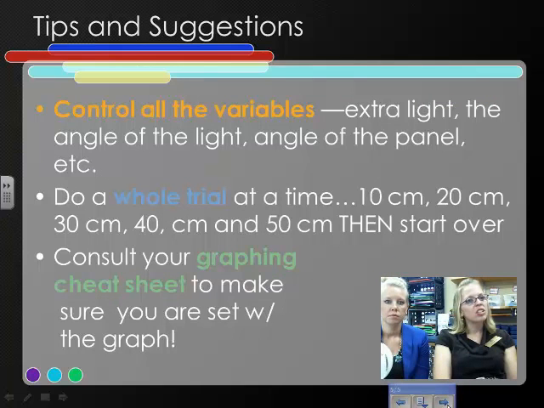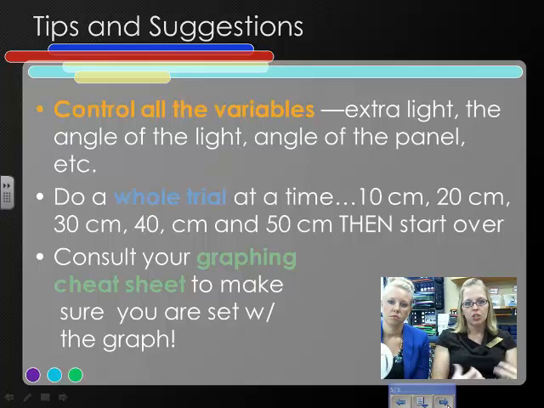Okay, tips and suggestions. Control all your variables: extra lighting, the angle of your light, and the angle of the panel. Try to make those consistent. Do a whole trial at a time. So do one trial at 10 centimeters, one trial at 20, one at 30, one at 40, and one at 50, and then go back. Do not do all 3 trials at one level, because if you made a mistake, you did that mistake 3 times in a row. And I saw this happen all the time in the last couple of labs.